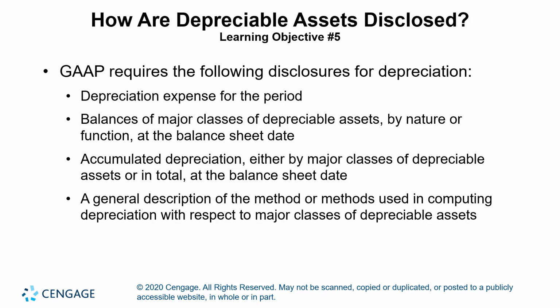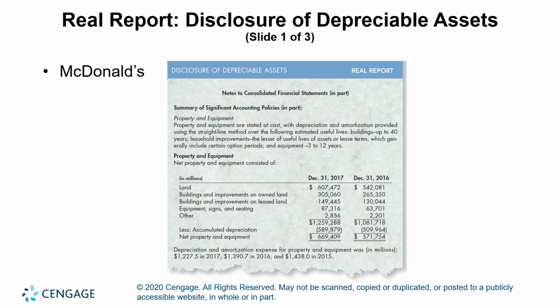Here's an example. This is McDonald's. Significant summary of accounting policies. Property and equipment. Property and equipment are stated at cost with depreciation and amortization provided using the straight line method over the following useful lives. They use 40 years for a building, leasehold improvements for the lesser of the life or the lease terms, which generally includes certain option periods, and equipment is 3 to 12 years.